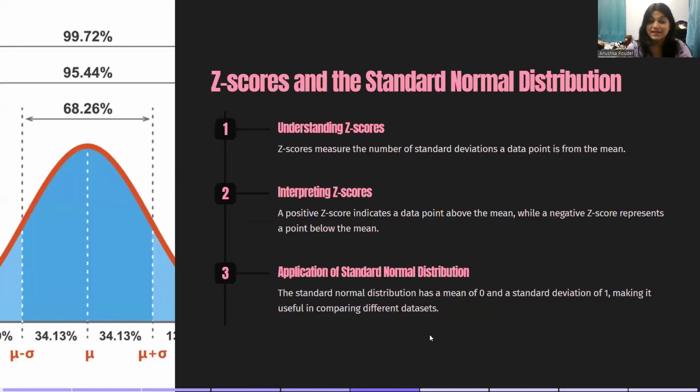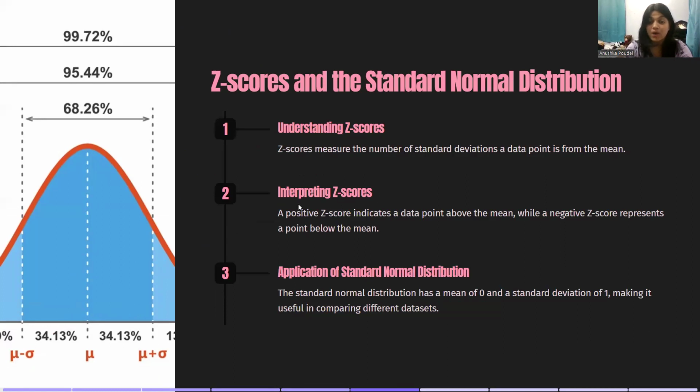Let's understand the z-scores and the standard normal distribution. Understanding the z-scores. Z-scores measure the number of standard deviations a data point is from the mean. So basically, it is the measure, the number of standard deviations. If we take a data point and we measure the number of standard deviations from the data point to the mean, we can understand the z-score.